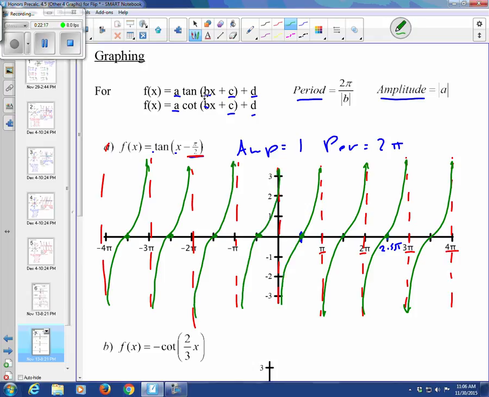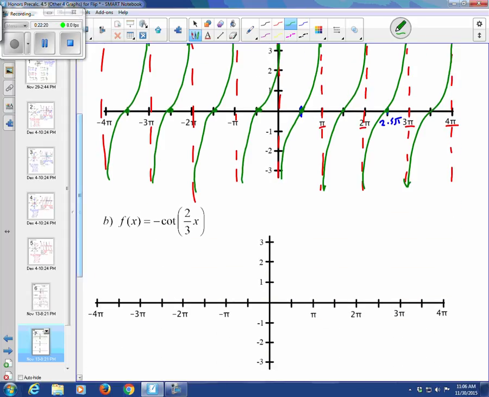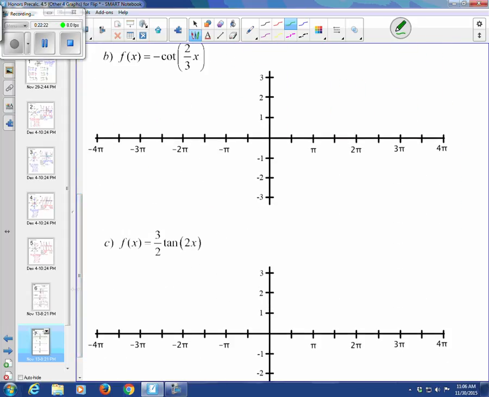So why don't you guys go ahead and give the graph of cotan and tan a shot here. Pause the video and we'll look at this together in a second.